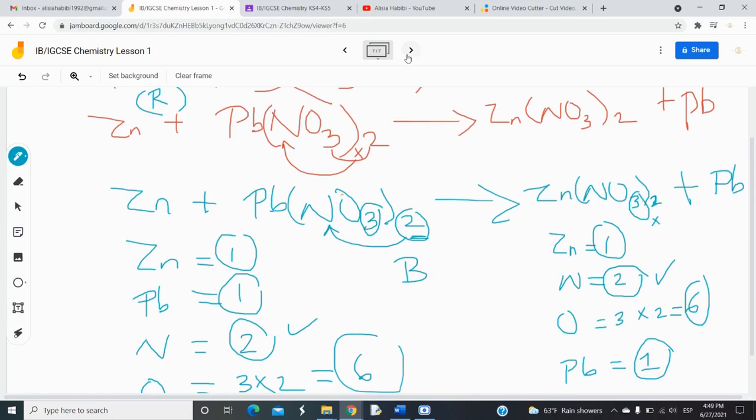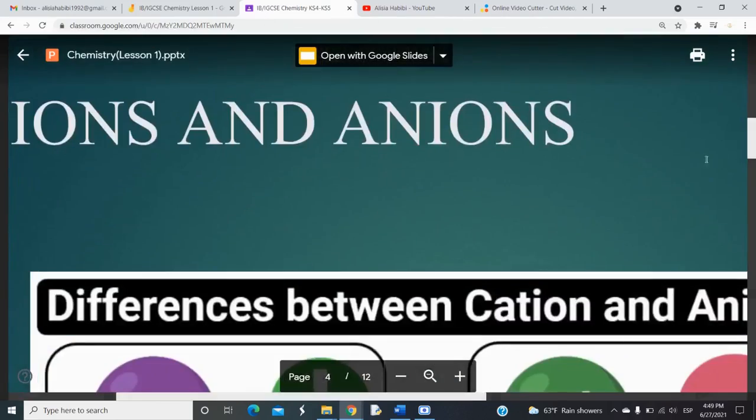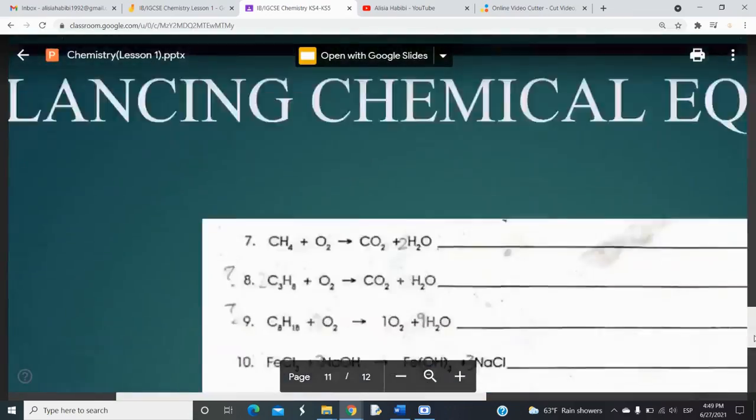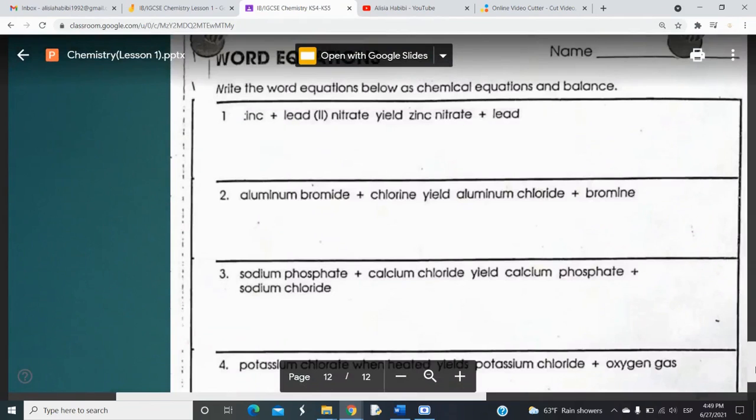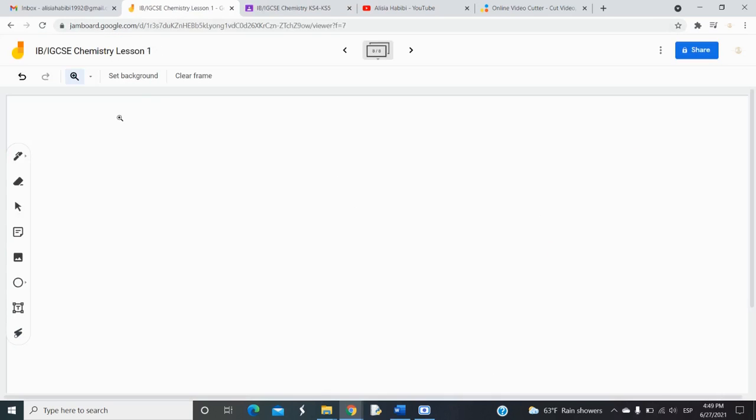Okay? So now let's look at another example of a word equation. Going back to our word equation question sheet, the second one says aluminum bromide reacts with chlorine to yield aluminum chloride and bromine. Whenever you see the word yield, it means it produces. So we take it step by step.